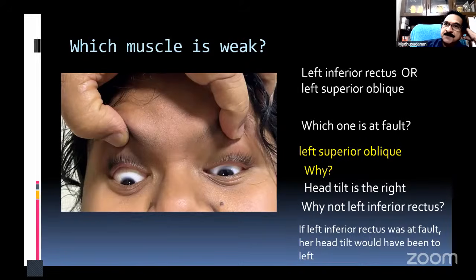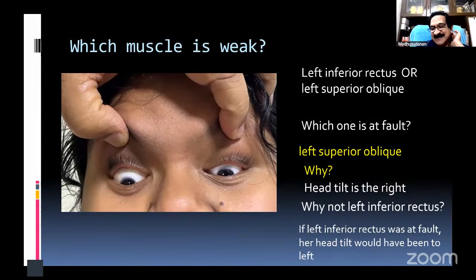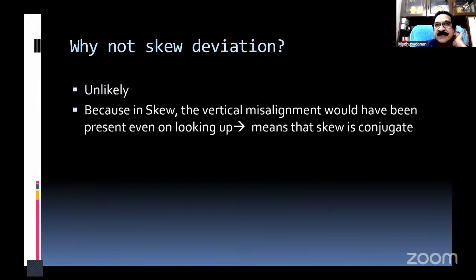Okay. Initially somebody said it can be a skew deviation. So skew deviation is a good possibility where you can have a vertical disconjugation. Now, is it skew deviation or not? What is against a skew deviation? It should be identical in all positions, sir. Very good. That's perfectly right answer. So unlikely, because in skew, the vertical misalignment would have been present even on looking up, because that vertical disconjugation should be in all directions.